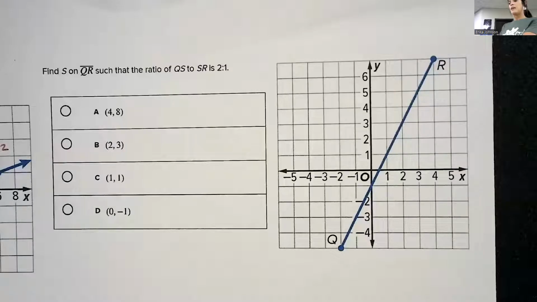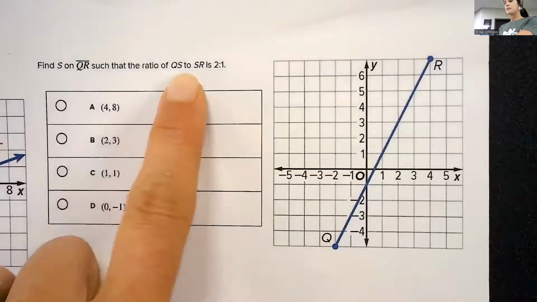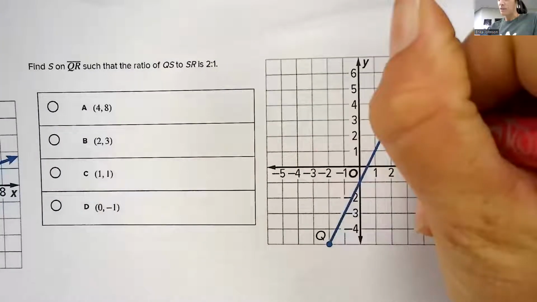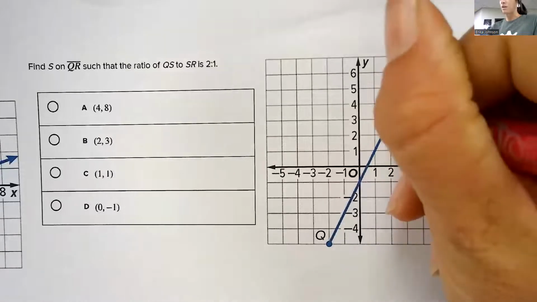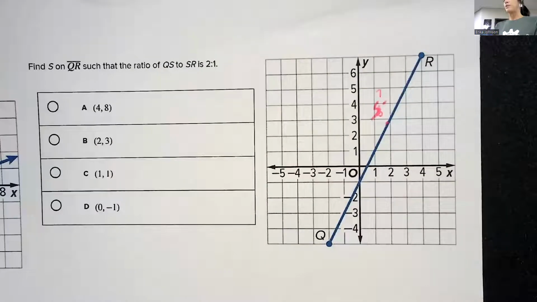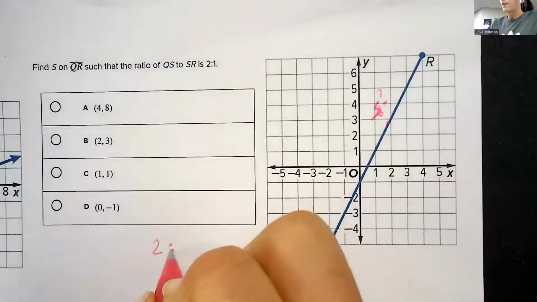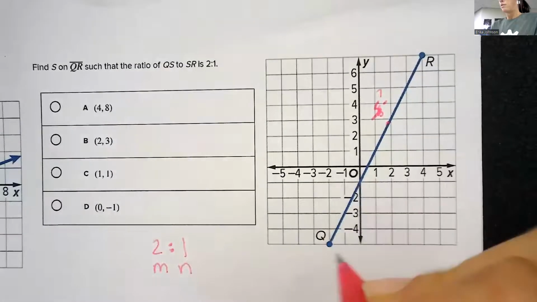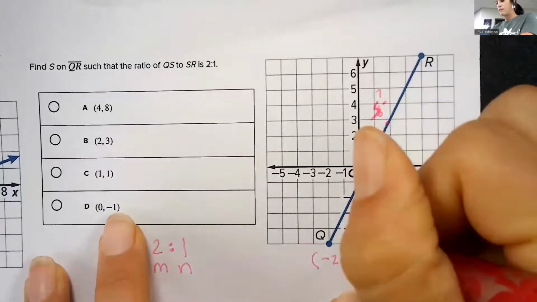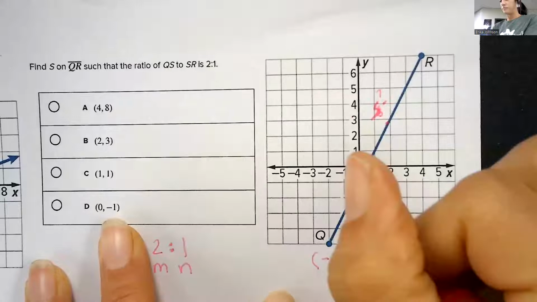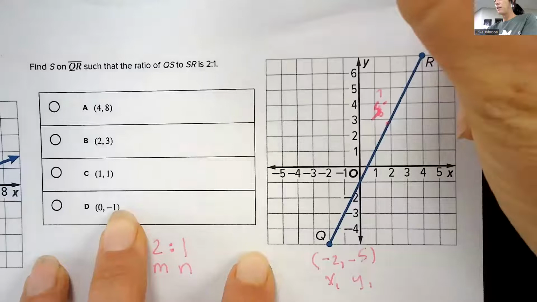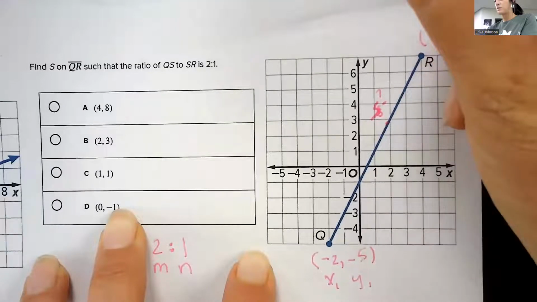Okay, this one says find S on QR such that the ratio of QS to SR is 2 to 1. So this time it wants the distance from Q to S to be twice as long as from S to R. We're trying to find this point here. Where is that going to be exactly to make that true? So let's do this. We have 2 to 1. That's m and n. Q is down here at -2, -5. That's going to be x1 and y1. And R is up here at 4, 7. That's going to be x2 and y2.